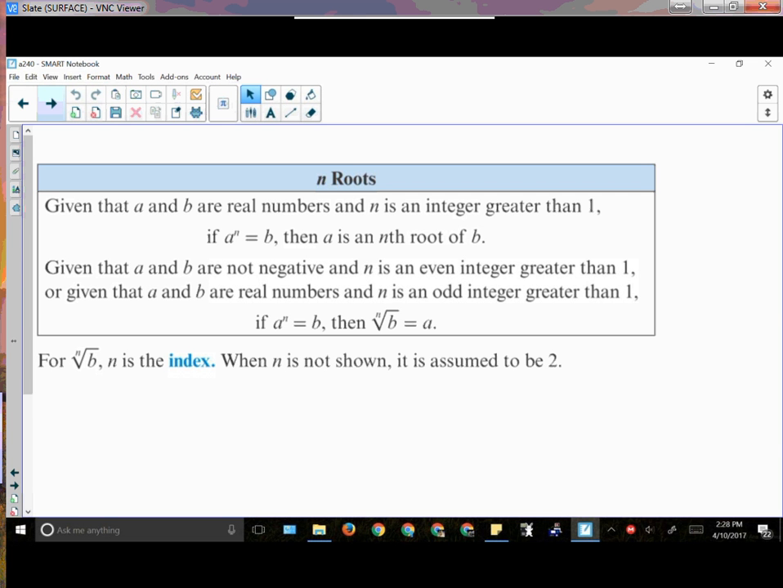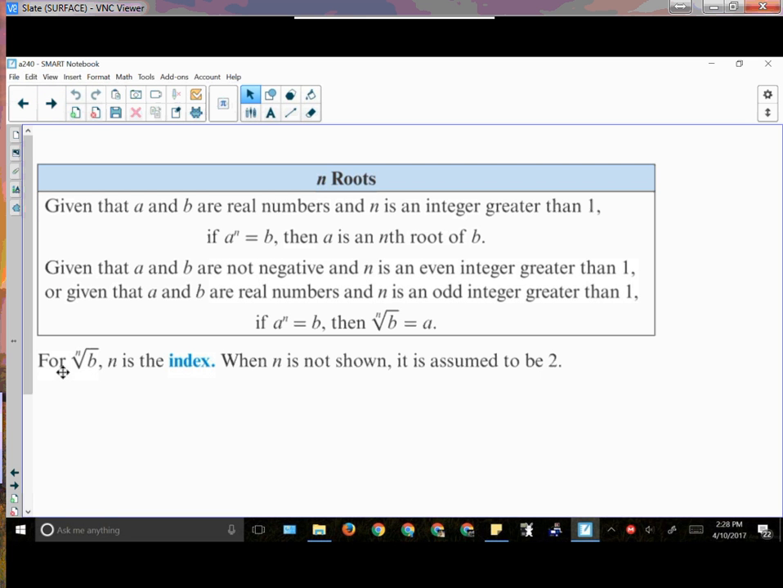Now it says, given that a and b are real numbers, if a to the n is equal to b, then we say that a is an nth root of b. For example, 3 squared is 9, so 3 is a root of 9. 2 to the third power is 8, so 2 is a root of 8. It's this idea that we're going to be working with. Now, a few more details that you need here.